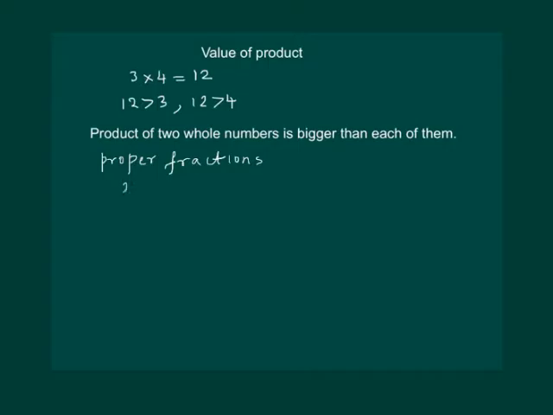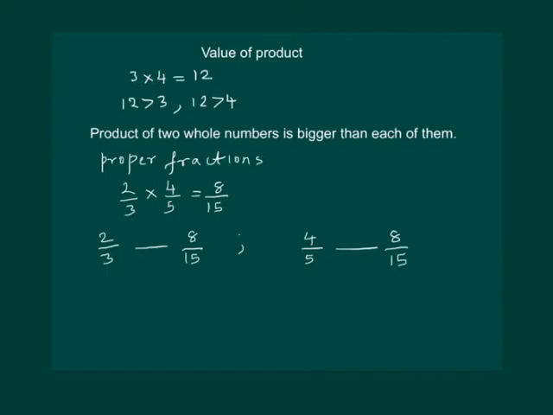Say we take 2 by 3 multiplied by 4 by 5. We get 8 by 15. Now we need to check whether 8 by 15 is greater than 2 by 3 or less than 2 by 3. Also we need to check whether 8 by 15 is greater than 4 by 5 or less than 4 by 5. We already know the procedure for comparing unlike fractions.